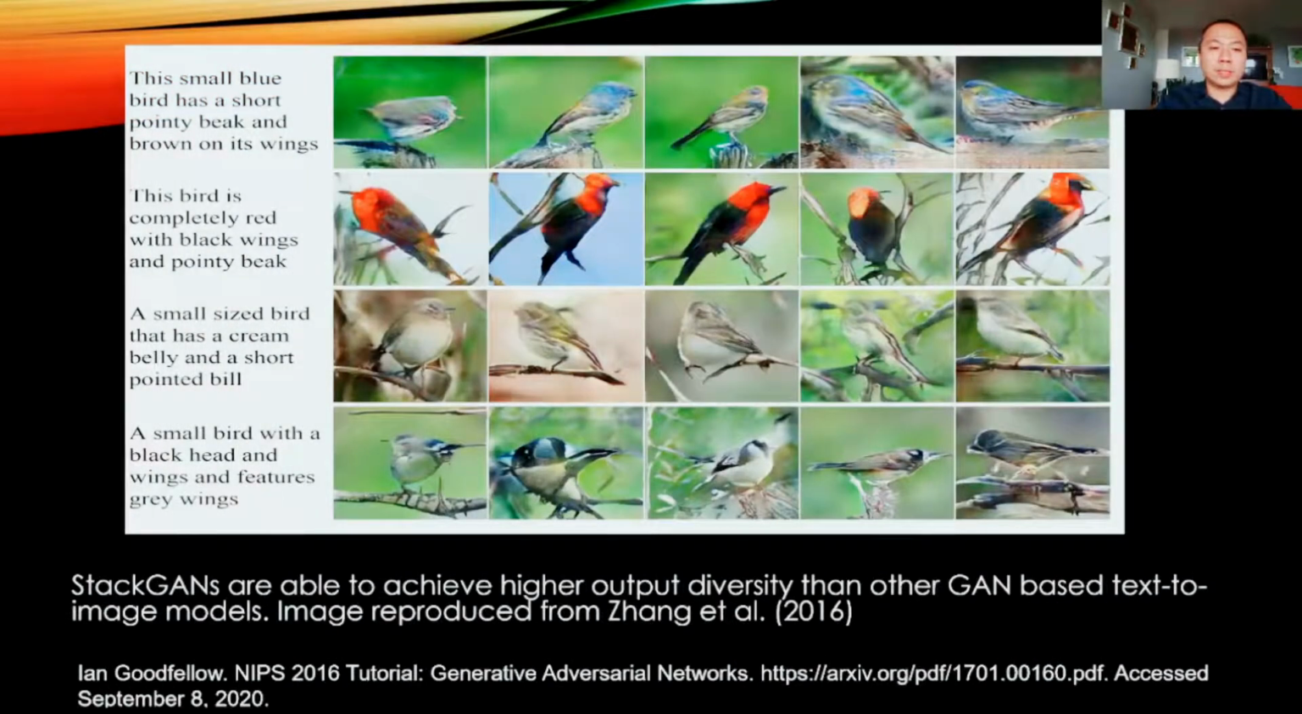So this is another example of StackGANs, wherein it is able to achieve higher output diversity than other GAN-based text-to-image models. So from Zhang, this is a small blue bird with a short pointy beak and brown on its wings. If you can see, it's able to create a much clearer image that is much more similar to reality.